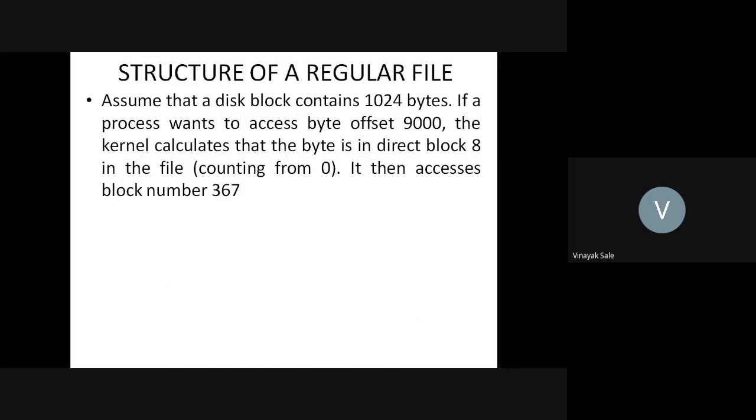So we are going to see the structure of a regular file. Assume that the disk block contains 1024 bytes. If a process wants to access byte offset 9000, the kernel calculates the byte in direct block 8 in the file, counting from 0. Then it accesses block number 367.